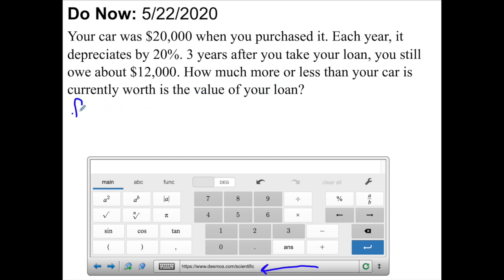So what we're looking at is an exponential model. Now, this is a decay model. So in general, remember, an exponential function follows the form of a times b to the x.